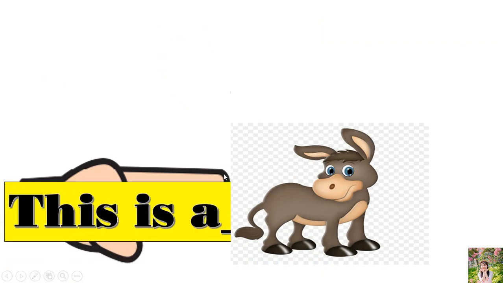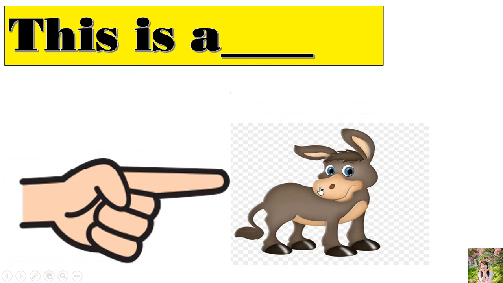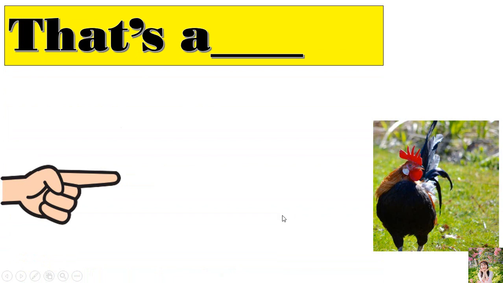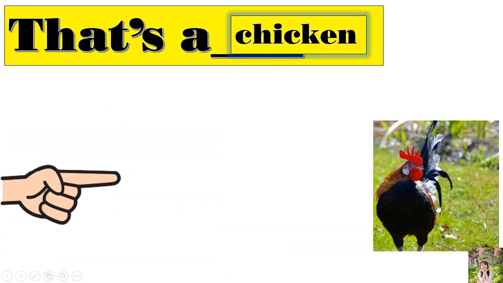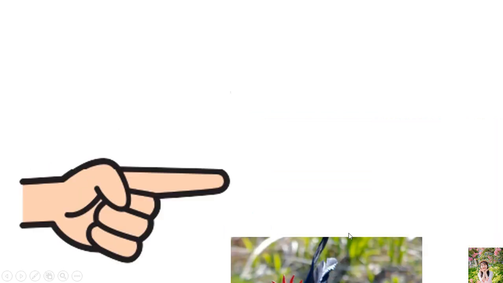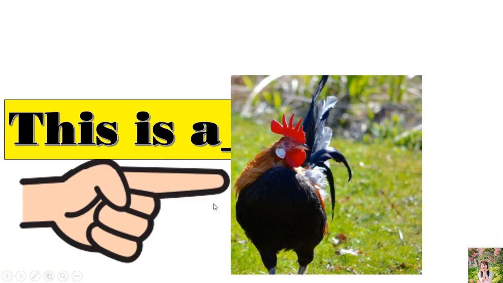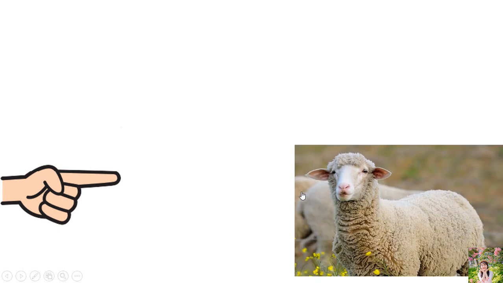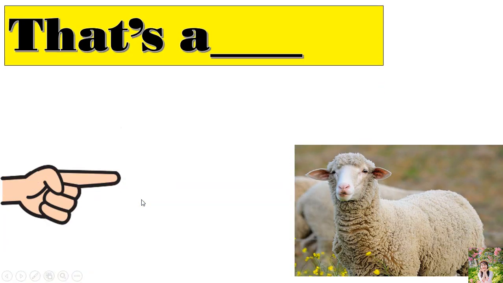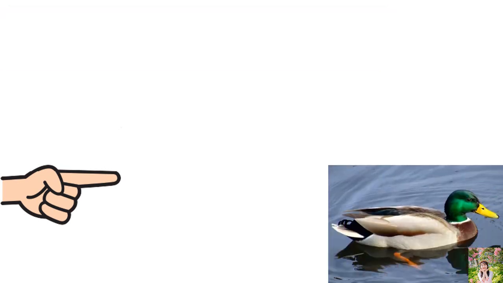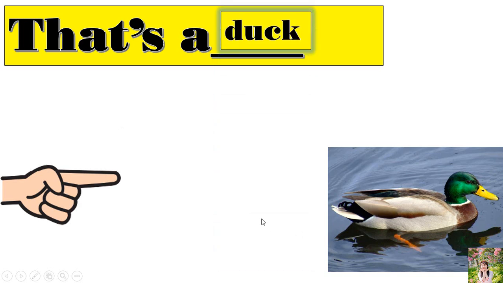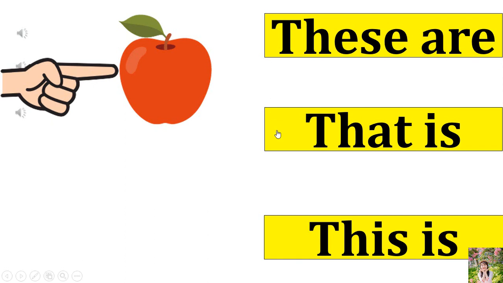Here. This is a donkey. That's a chicken. This is a chicken. That's a duck. Choose the correct answer A, B, or C.